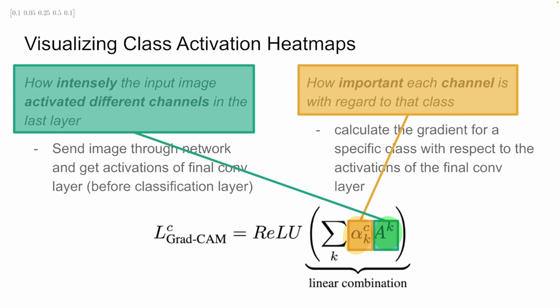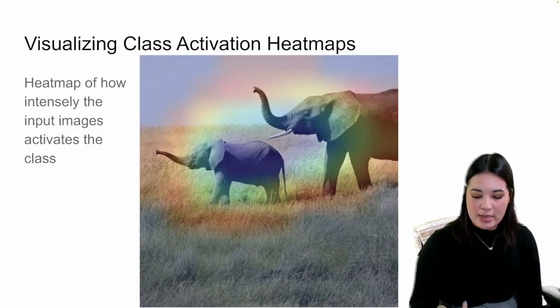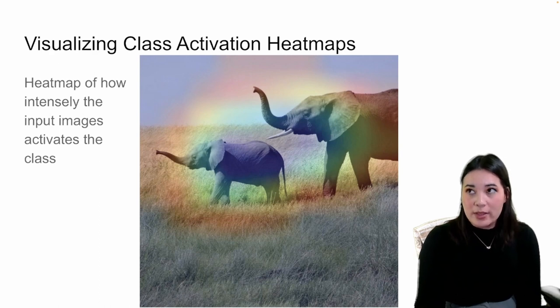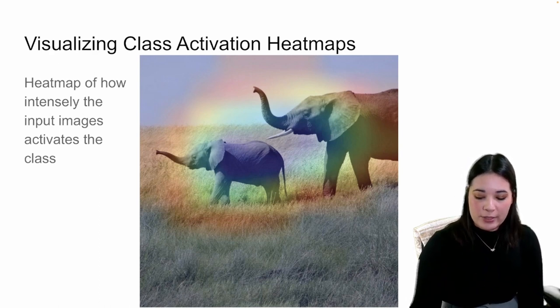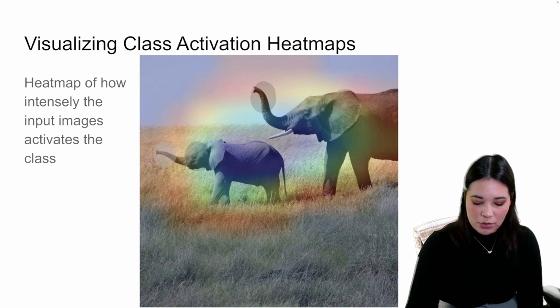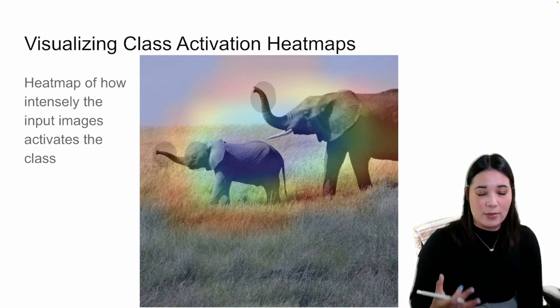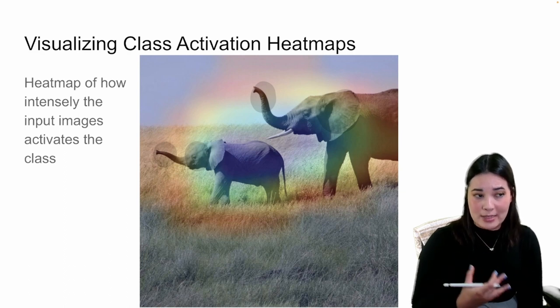Together, these create a heat map that tells us which pixels in our image are telling the model that this is an elephant. Thus, we create a heat map that we can superimpose on our image that tells us what this neural network was looking at when it decided that this was an elephant. For instance, here we see that it's paying particular attention to the ears and the trunks of these two elephants, which makes sense.